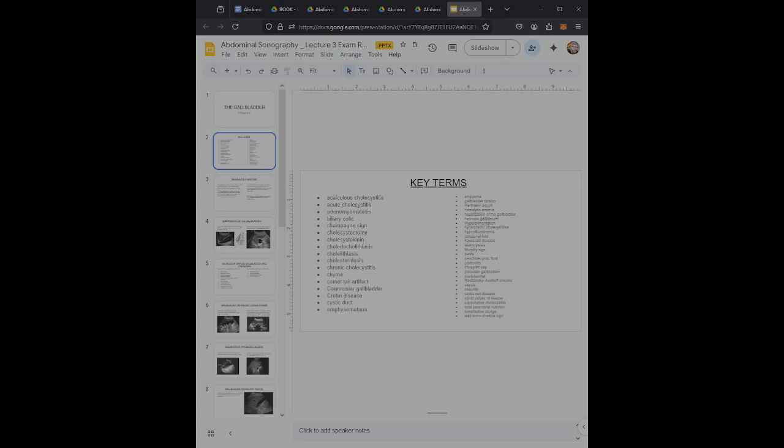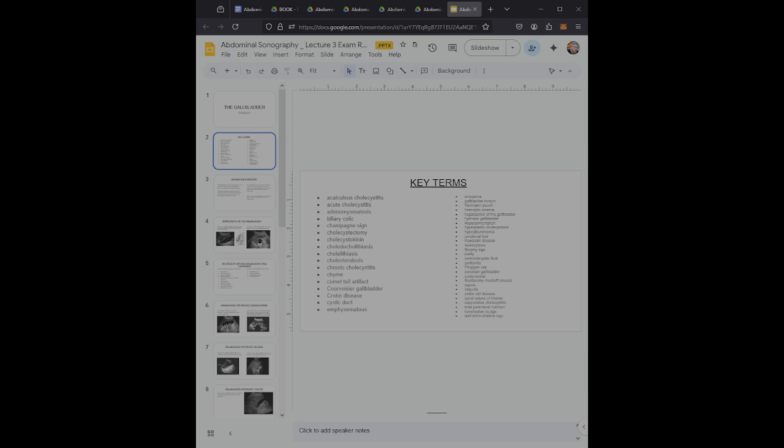Chyme is partially digested food from the stomach. The comet tail artifact, we talked about that previously, and it is a form of a reverberation artifact where there's a band of echoes that taper distal to a strong reflector. Courvoisier gallbladder, this is the clinical detection of an enlarged palpable gallbladder caused by biliary obstruction in the area of the pancreatic head, and it's typically caused by a pancreatic head mass. Crohn's disease is a chronic inflammatory bowel disease that leads to thickening and scarring of the bowel walls.